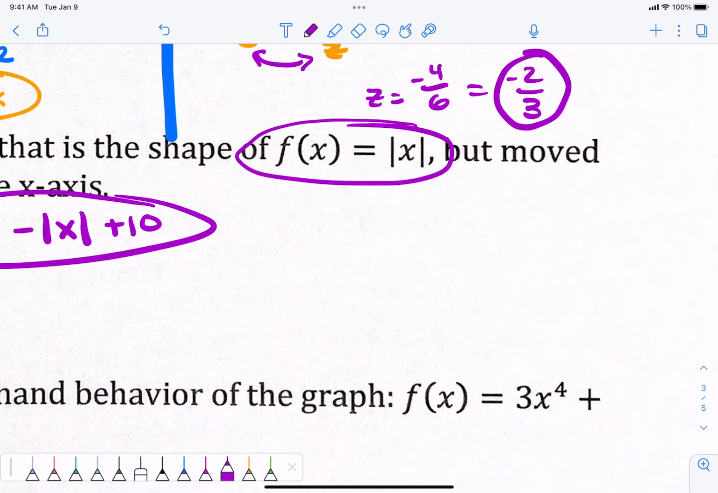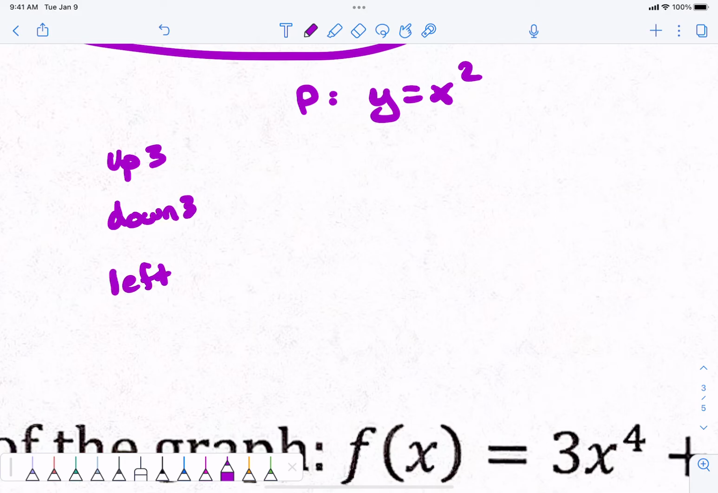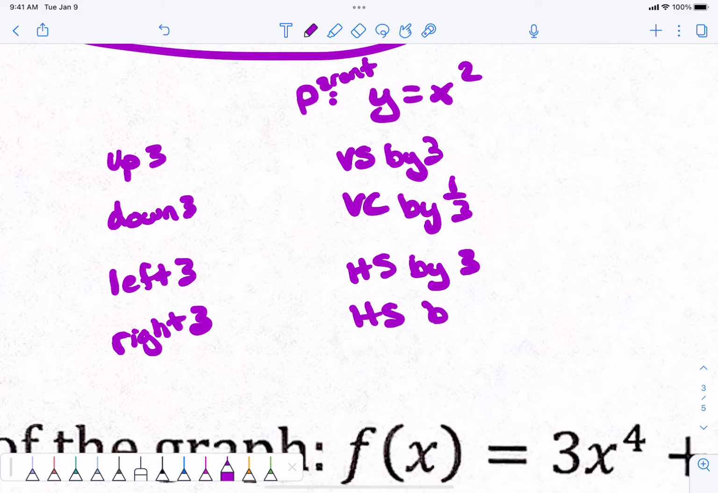Okay, so here's the rules. Let's say your parent is y equals x squared. I'm going to write the same thing as what we did on our trig review. Y equals x squared. Let's say you're going up 3, down 3, left 3, right 3. Vertical stretch by 3. Vertical compression by 1/3. Horizontal stretch by 3. Horizontal compression by 1/3.